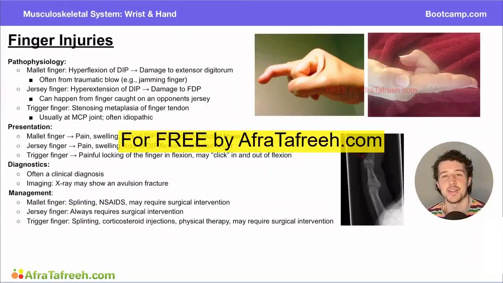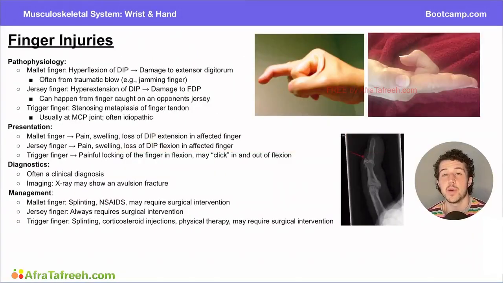Howdy, everybody. My name is Jonathan. Welcome back to MSK, and today we are going to be going over 3 different injuries of the fingers. So let's hop into it.